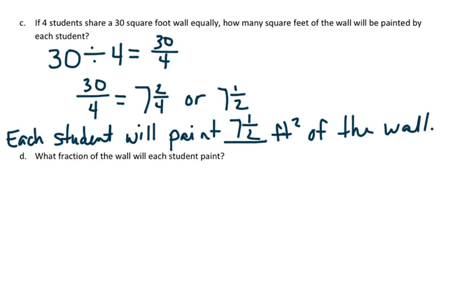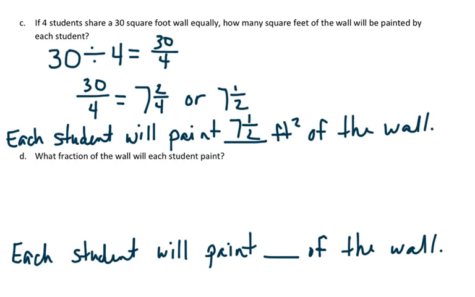And D reads, what fraction of the wall will each student paint? So if we have a wall, we only have one wall. Well, let's start with our target sentence. And it reads, each student will paint blank of the wall. So I have one wall, and I'm dividing it by 4 students. So the fraction for this would be 1/4. So each student will paint 1/4 of the wall.